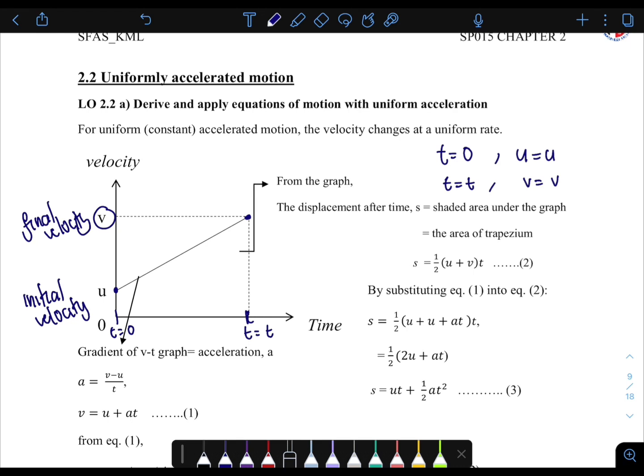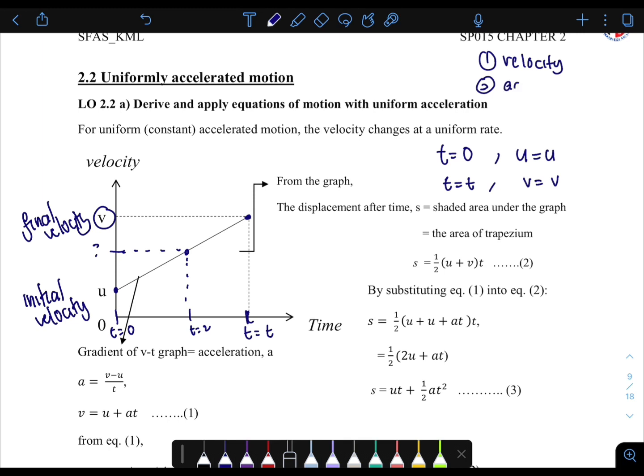So there is some information that we can gather from the graph. As we have looked at in our previous subtopic, for the graph of velocity versus time, we can take out three pieces of information. The first is the velocity itself, which means we can know the velocity at a particular time. For example, at t equal to 0, our velocity is equal to u. And let's say at t equal to 2 seconds, we can also know the velocity by reading it from the graph here.